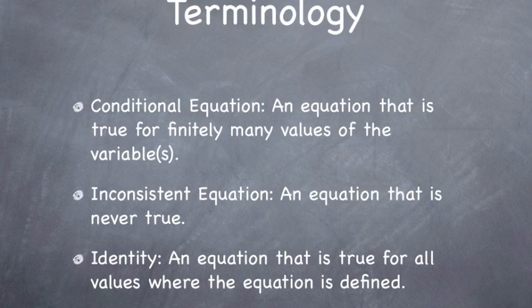Now we have three different types of equations. The one that we're going to encounter most frequently is what we call a conditional equation. A conditional equation is one that is true sometimes. There are particular values of our variable that make it a true statement. An inconsistent equation, that's going to be one that is never true. The example that I gave of 2 times 6 equals 32, that is an inconsistent equation. That is never going to be true. And then finally, an identity, that's going to be an equation that is always true. 2 times 6 equals 12. That is always true, so we call that an identity.